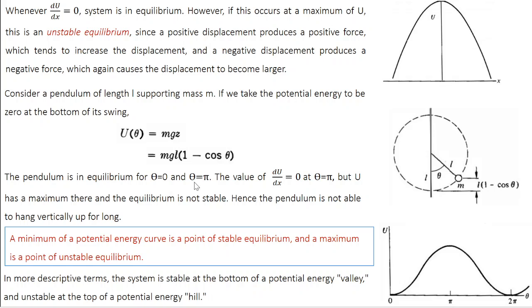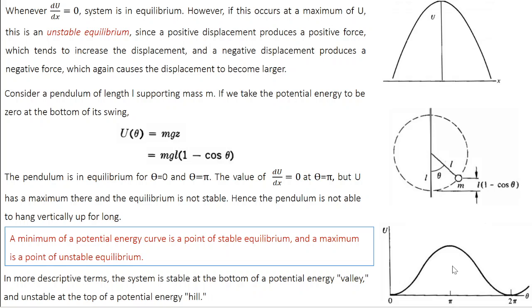So theta equal to 0 and theta equal to pi are both equilibrium points. Now which is stable and which is unstable? That is determined by the value of the potential energy. If you plot u as a function of theta, you will find that when theta equals 0, the value of the potential energy is minimum. On the other hand, when theta equals pi, the value of the potential energy is maximum. From our previous experience, we know that when potential energy is minimum, that corresponds to a stable equilibrium.